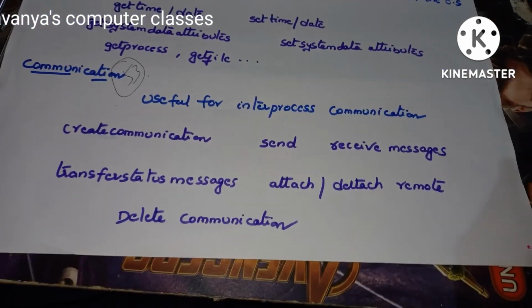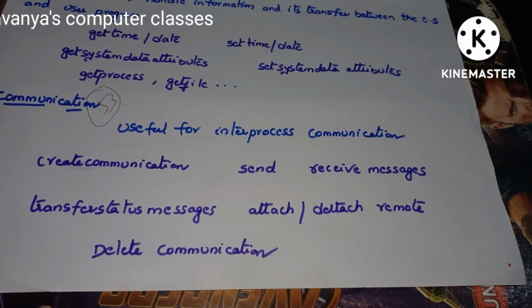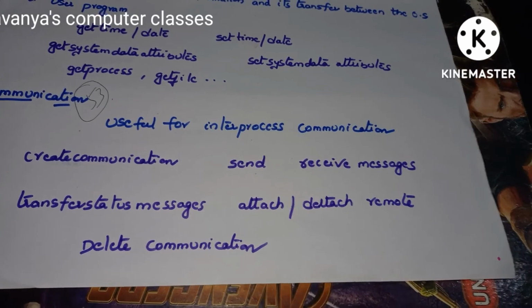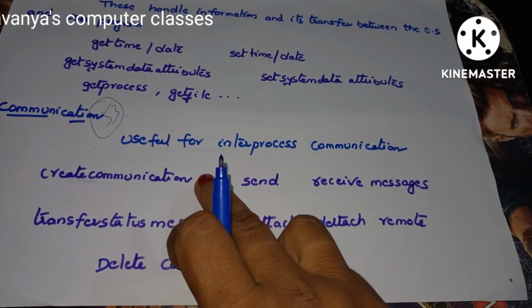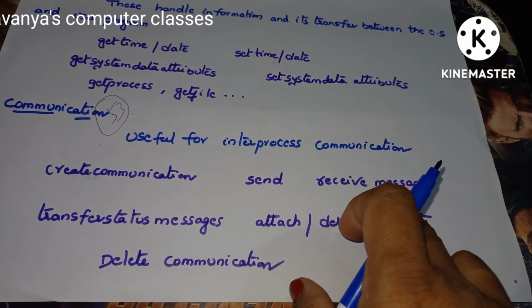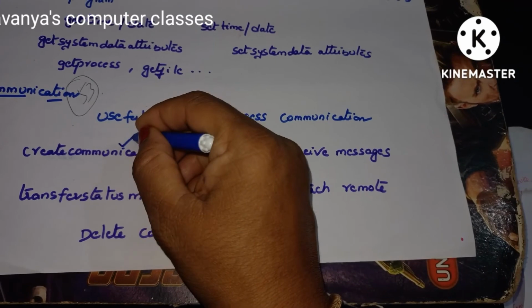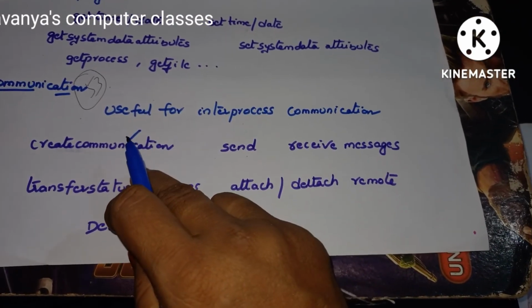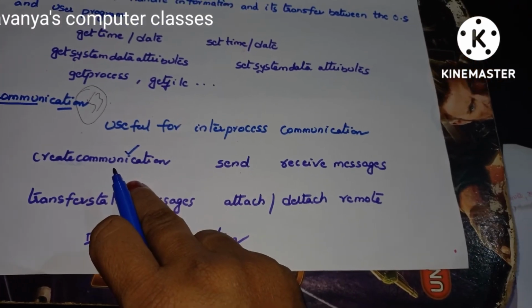And the last one is communication. Communication means inter-process communication, from one process to another process, even those in remote places. So these communication system calls are useful for inter-process communication. For inter-process communication, first we have to create a communication. We have to build a communication between these resources. For that we need create communication.